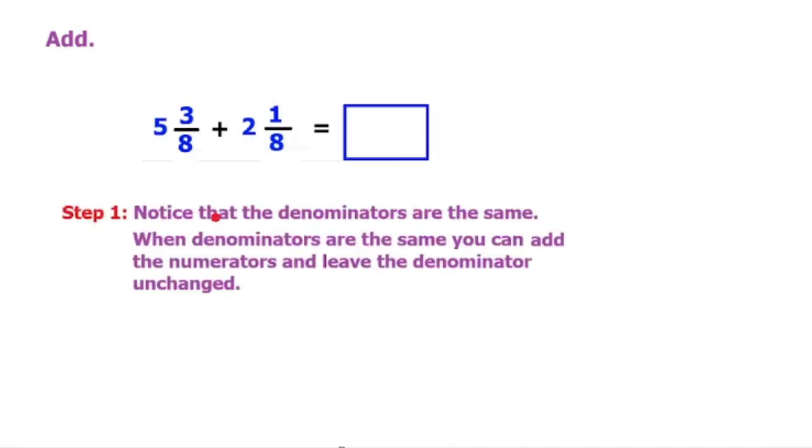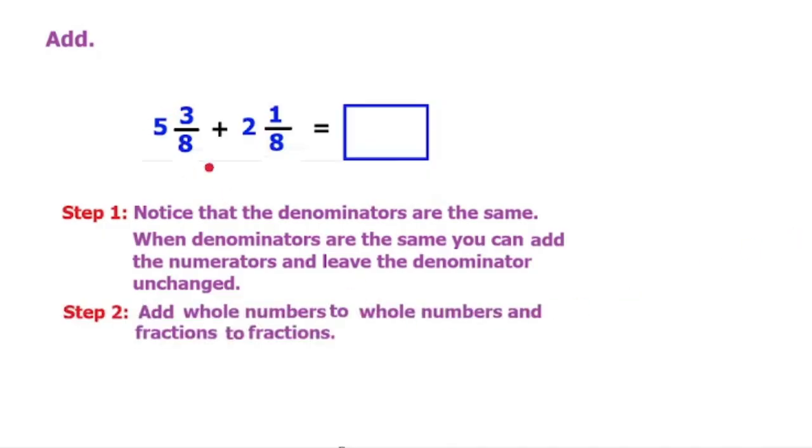Notice that the denominators are the same. That's very important. So when the denominators are the same, you can add the numerators and leave the denominators unchanged. We've done other ones like this before, and if you need to look at those, you'll find the links in the description below. So all you do is you add these and you keep the denominator the same.